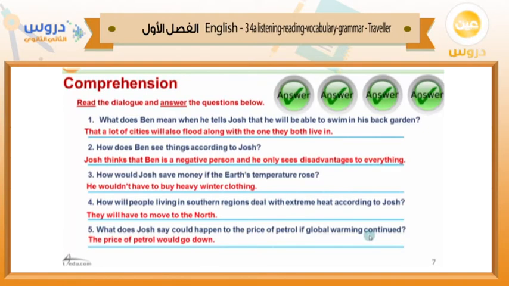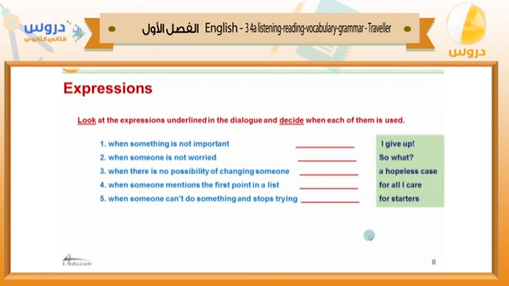So here are the answers for 1 through 5. And now if we jump to the words that we just talked about in the listening or reading part, we had some underlined words in red, which are I give up, so what, a hopeless case, for all that I care, and for starters. And here are their meanings from 1 to 5.